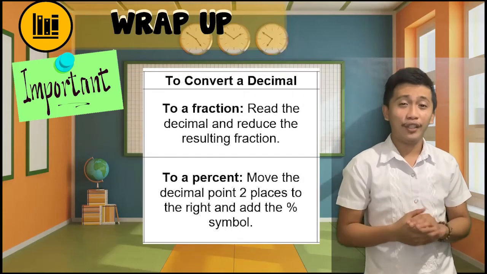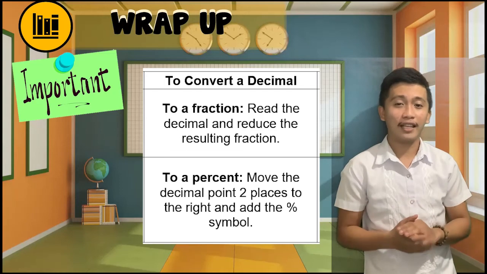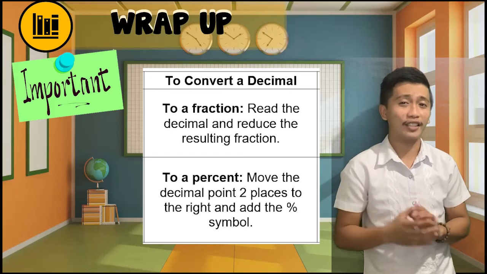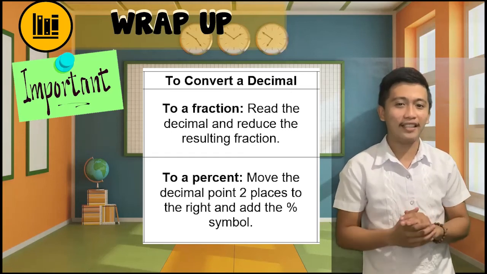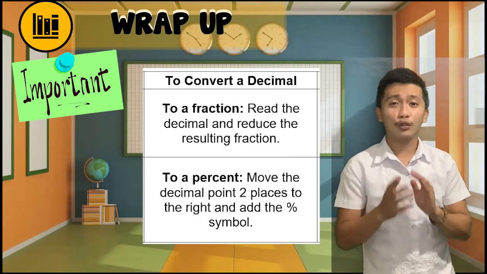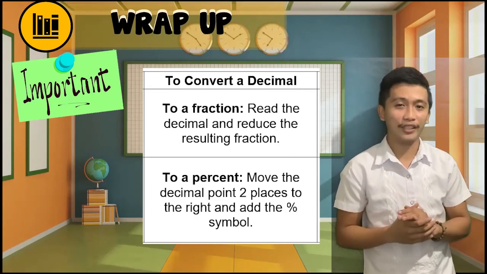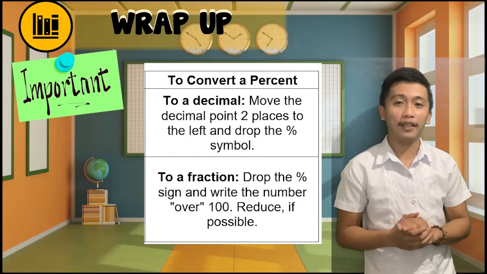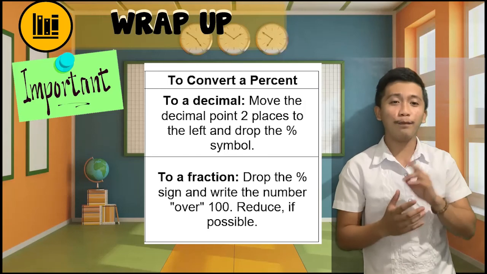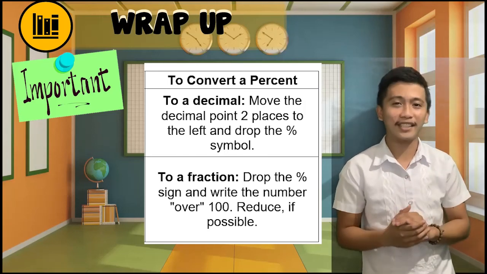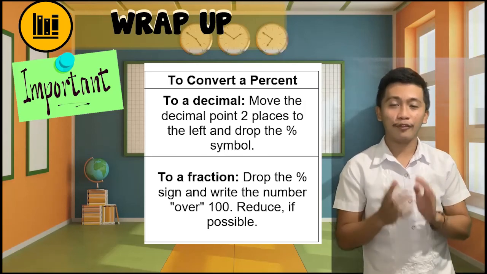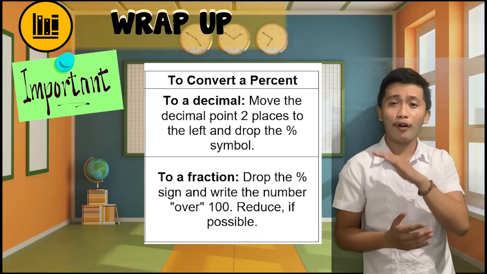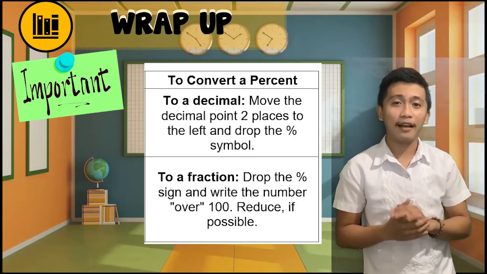The third one, to convert a decimal to a fraction, read the decimal and reduce the resulting fraction. Fourth, to convert a decimal to a percent, move the decimal point 2 places to the right and add the percent sign. Fifth, to convert a percent to a decimal, move the decimal point 2 places to the left and drop the percent sign. And lastly, to convert a percent to a fraction, drop the percent sign and write the number over 100, reduce if possible.